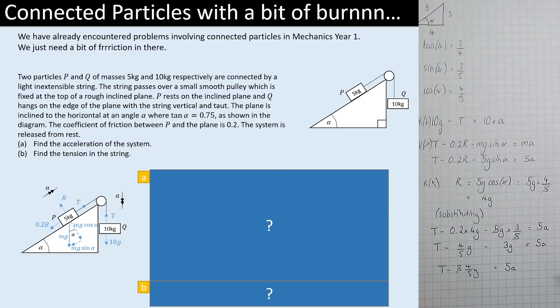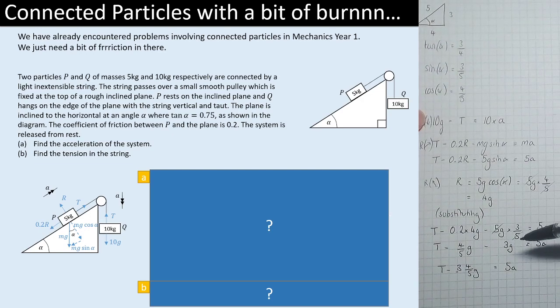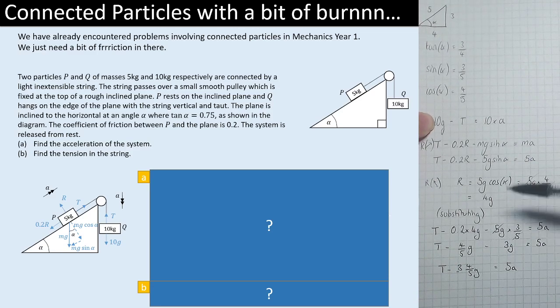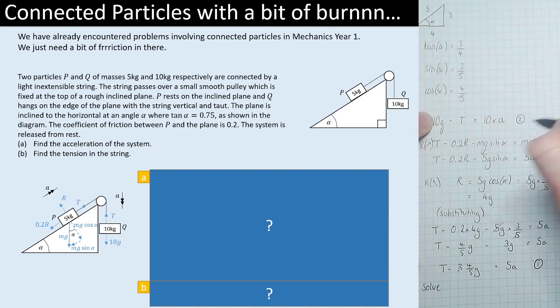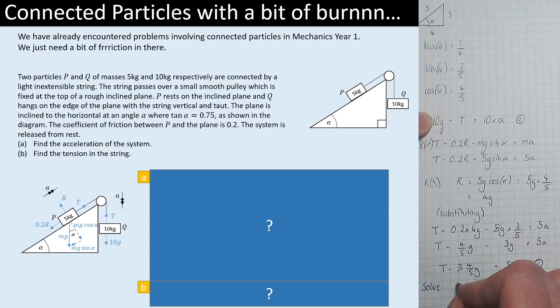Now, where do we go from here? We had an equation involving T and a at the top. We have a second equation involving T and a at the bottom. We've got two simultaneous equations to solve, where this is equation 1, this is equation 2, or the other way around.